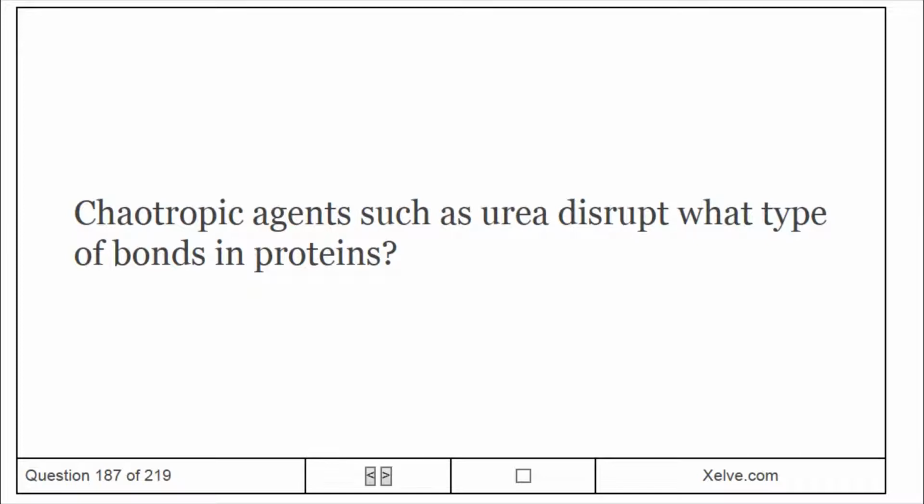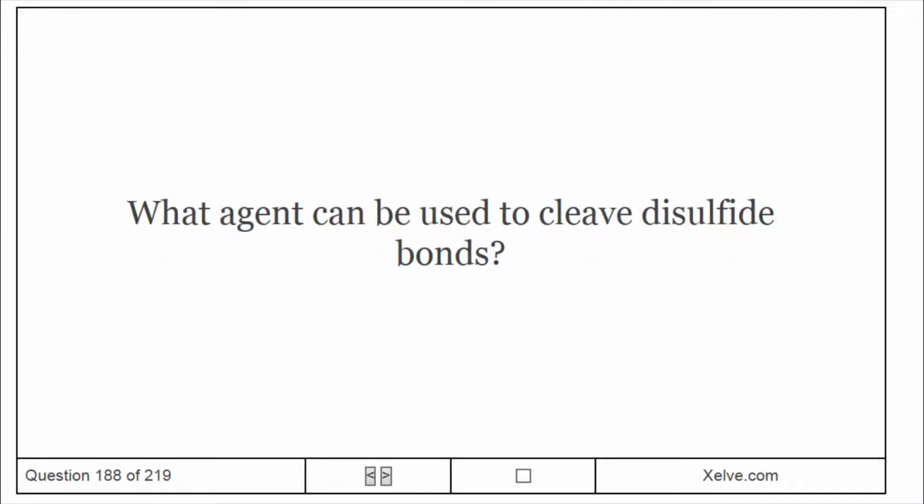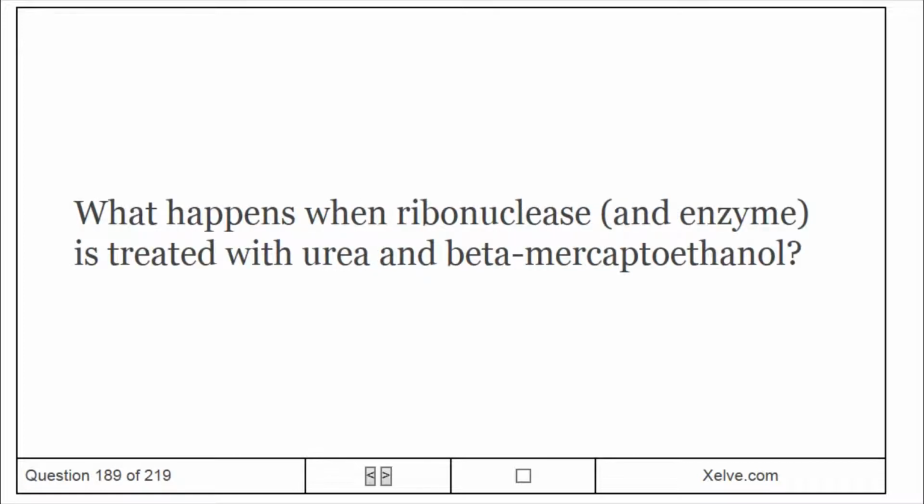Chaotropic agents such as urea disrupt what type of bonds in proteins? All of the non-covalent bonds in a protein. What agent can be used to cleave disulfide bonds? A sulfhydryl reagent such as beta-mercaptoethanol.